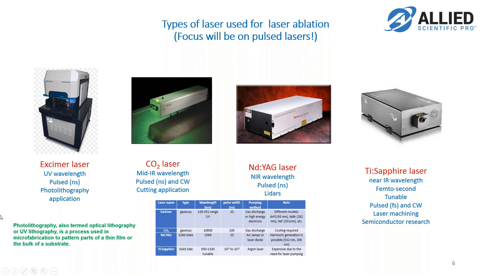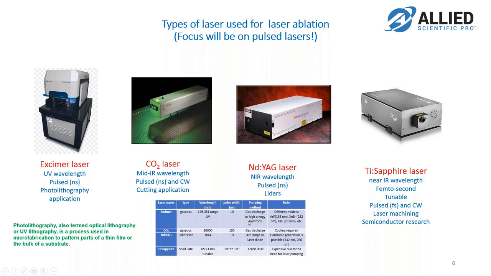Then we move on to the CO2 laser. I forgot to mention that the excimer laser comes in several different discrete wavelengths, say between 126 and 351 nanometers. So you have 193, 282, 351. Their pulse width is nearly about 10 nanoseconds. And they have the gas discharge pumping method.